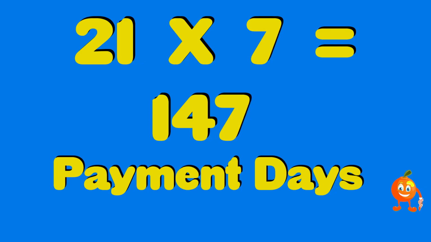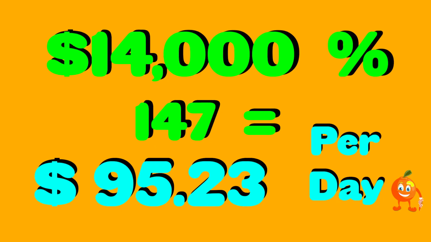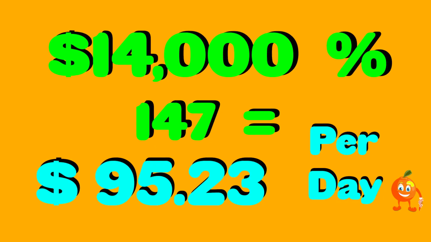There are 21 payment days most months. If your offer amount is for 7 months, that's 21 times 7 equals 147 payment days. Take the $14,000 total repay and divide it by 147. That equals $95.23 per payment day for every $10,000.